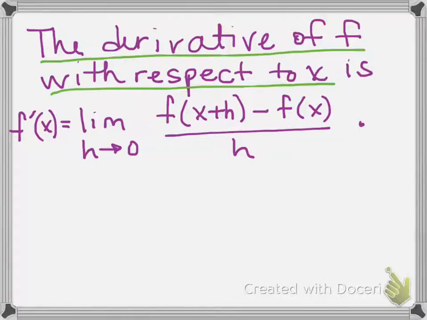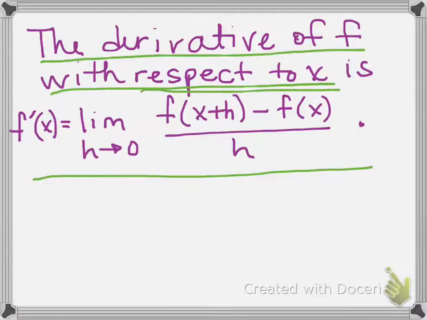So the derivative of f with respect to x is f prime equals the limit as h goes to 0 of f of x plus h minus f of x over h. So what does this "with respect to x" part mean? Well, when I take a derivative, I'm really asking how does f change as x changes? So we live in a dynamic world and things are changing all the time and they affect other variables.